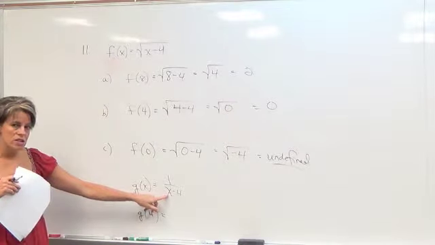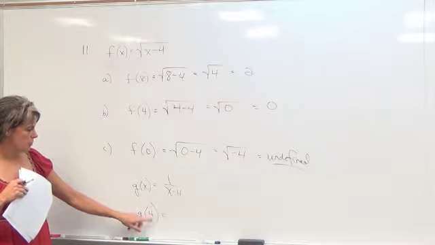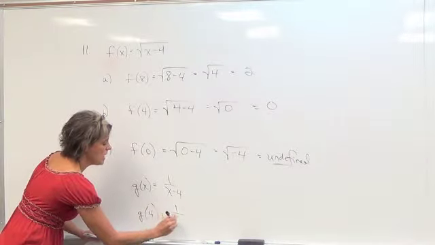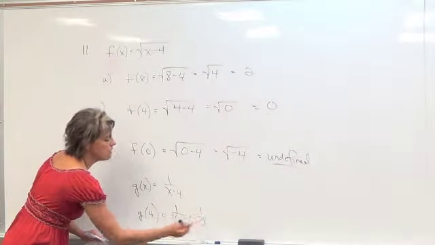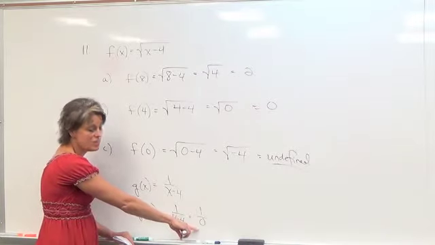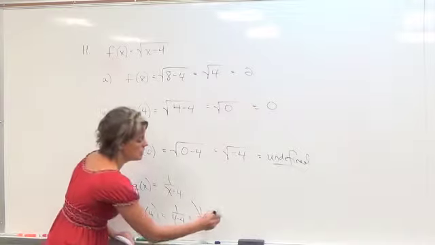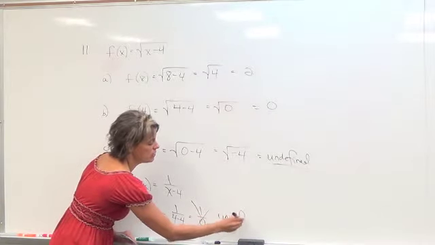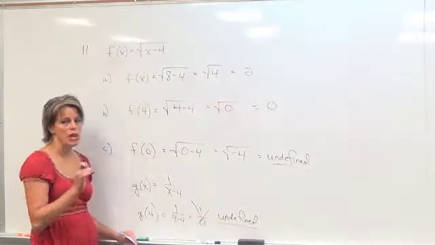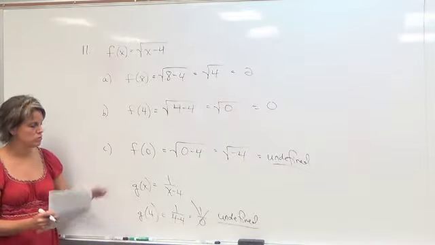But right here, instead of an x, I'm going to plug in a 4. So notice what I have here. I have 1 over 0. You cannot have 0 in the denominator of a fraction. Okay, illegal. So again, your answer here would be undefined. So you will have a few of those pop up on your homework. Just be careful.